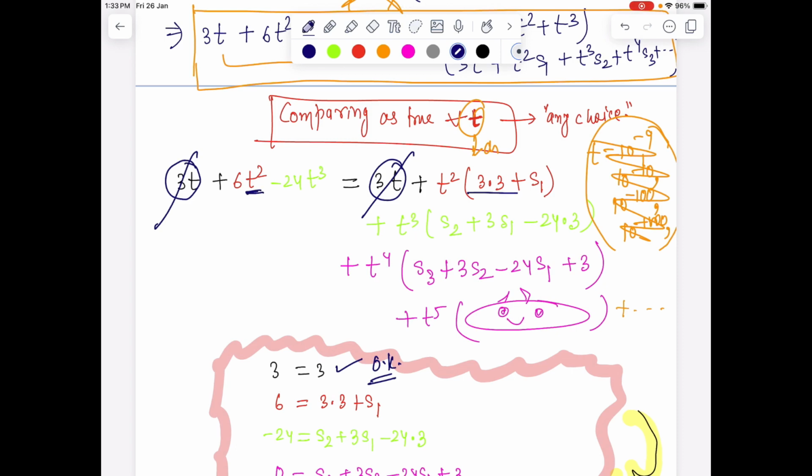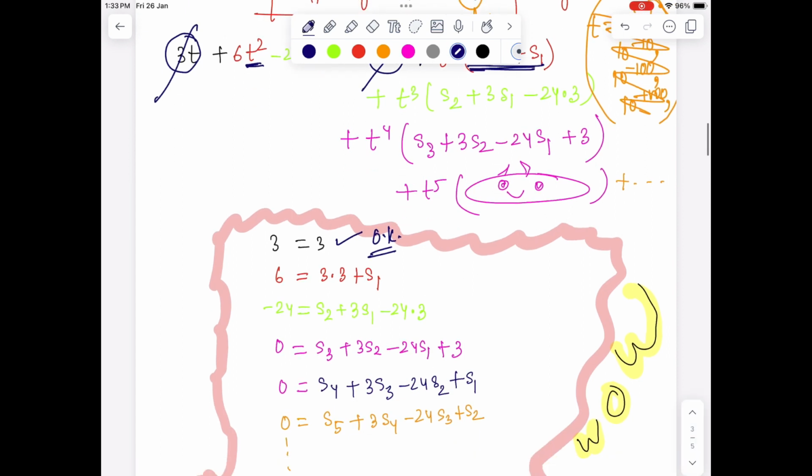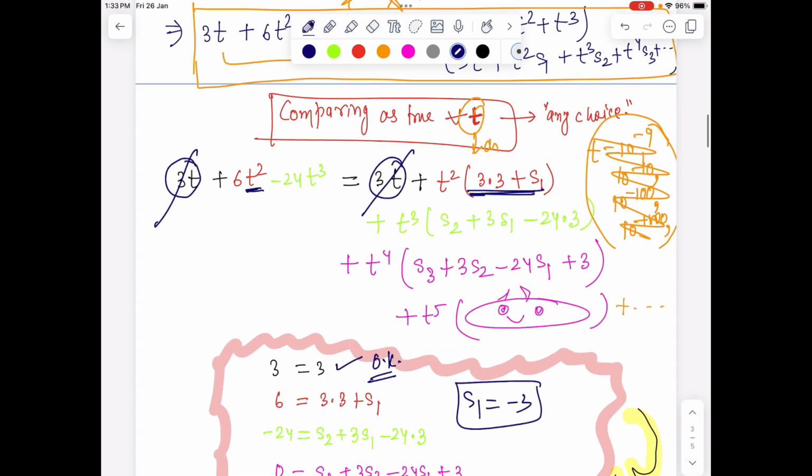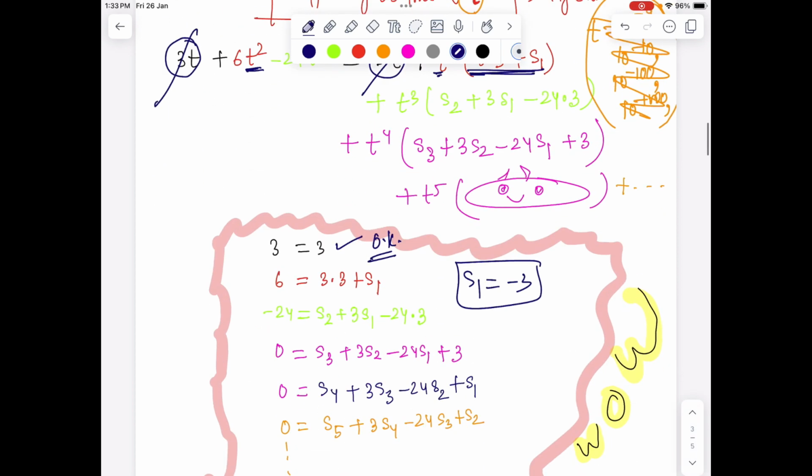What about the coefficient of t square? Now surprisingly, you see that gives you 6 equals 3 into 3 plus s1. So the sum of roots is directly got from there. If we compare the t square coefficient, we are getting the second equation. Compare the t cube coefficient, you'll get the third expression. So that is the relation between s2 and s1. Compare the next coefficient, you'll get s3 plus 3s2 minus 24s1 plus 3.